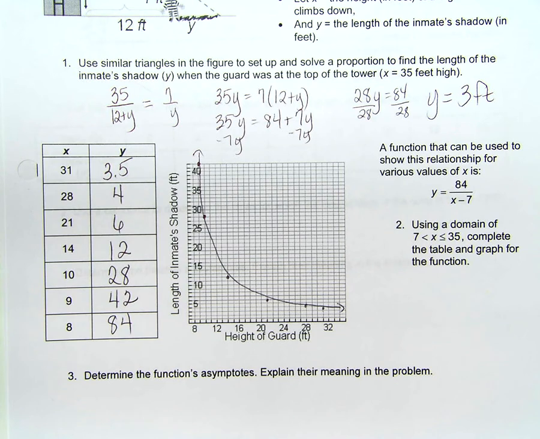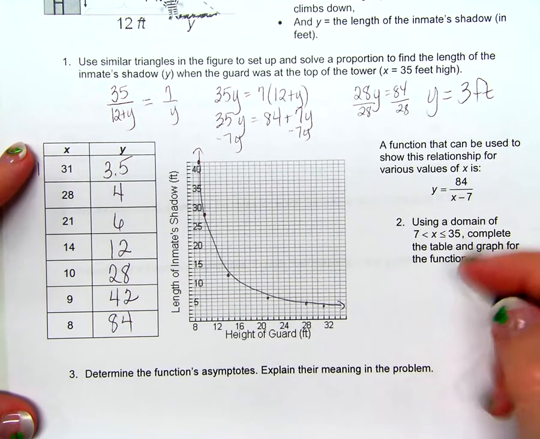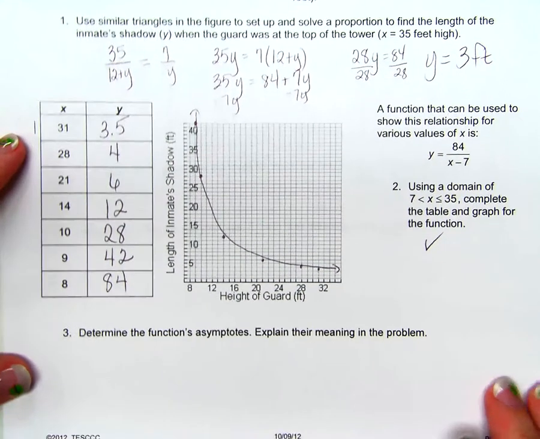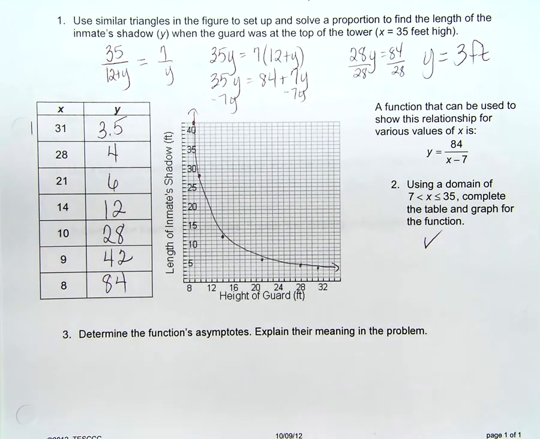So now what? Okay, we did it, right? Okay, good. Determine the function's asymptotes and explain their meaning in the problem.